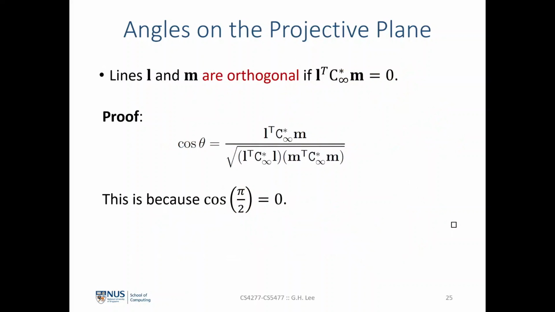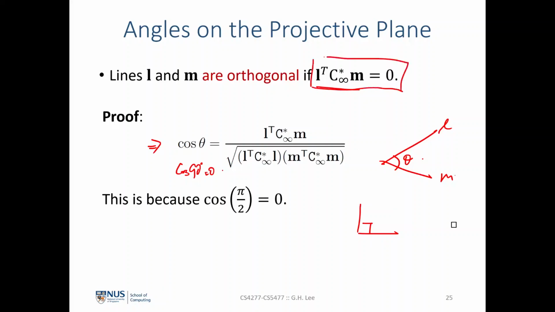And L and M are orthogonal if this particular expression, L transpose C infinity star M, equals 0. This can be easily proven from the equation earlier, and this equation gives the angle between any two lines, L and M, which is denoted by theta here. So if these two lines are perpendicular to each other, then we can see that cosine 90 degrees is equal to 0. Hence, we can write this expression and use it as a constraint for our observations between any two lines.